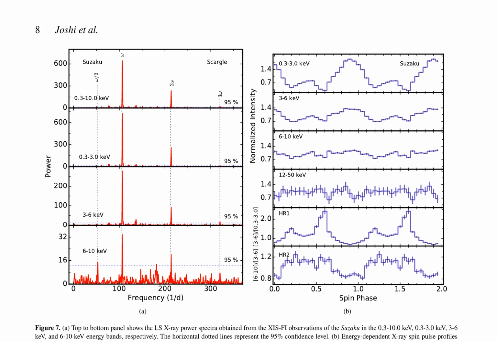The X-ray power spectra obtained from the Suzaku XIS FI observations, as depicted in Figure 7a, exhibit significant peaks at the spin frequency omega and its harmonics 2 omega and 3 omega.